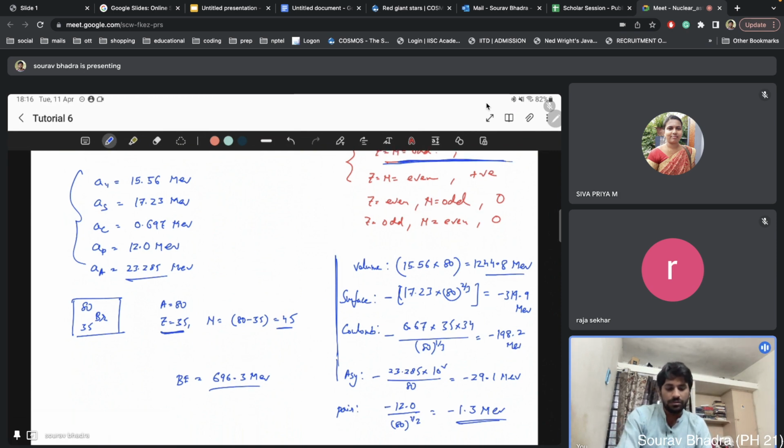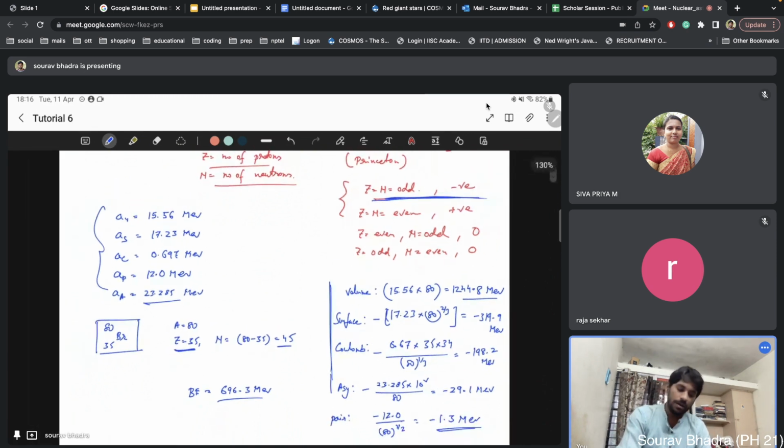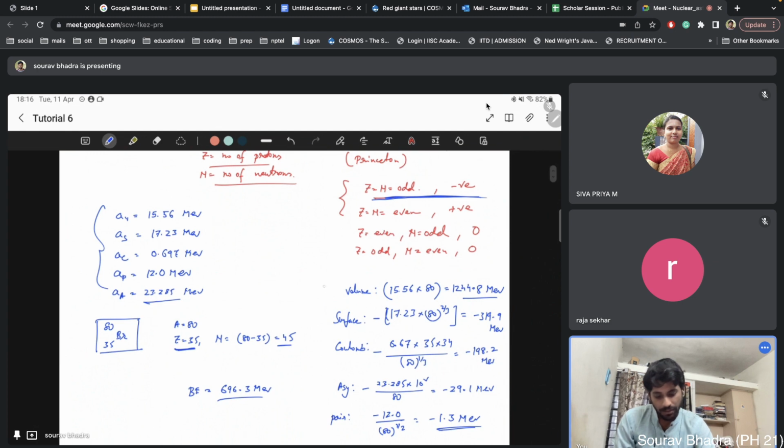So this was just to give you an idea that if our element has an odd number of Z and an odd number of N, how we can calculate the different terms under the liquid drop model consideration. What we got from our liquid drop model assumption, and the measured value which is experimentally found, is actually 694.2 MeV. You can see how close this is.